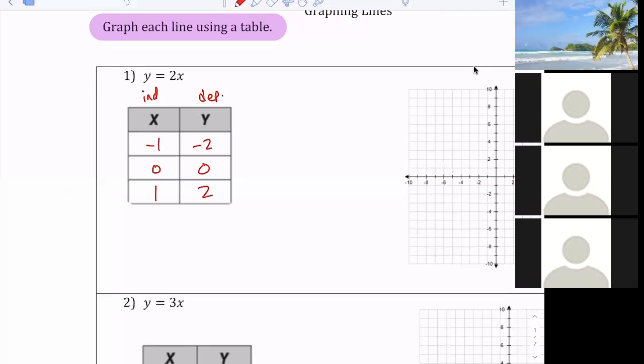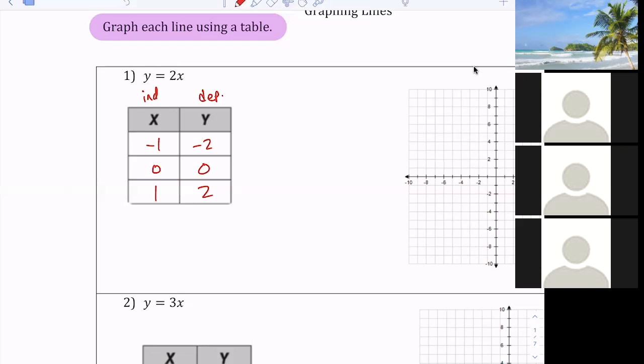Now right off the bat, you might say, hey man, I have no idea how you're getting those numbers. Did you understand how I put -1, 0, 1? I just told you to put those numbers in. Those are the three numbers you're going to use to graph a line, -1, 0, and 1. Now I put -1 in for X. Do you understand how I got -2?